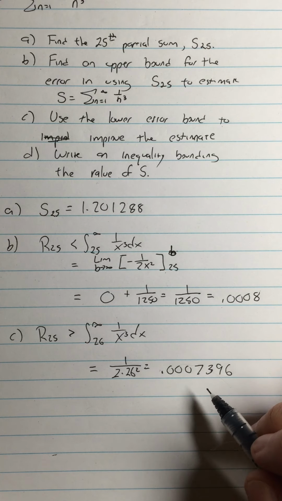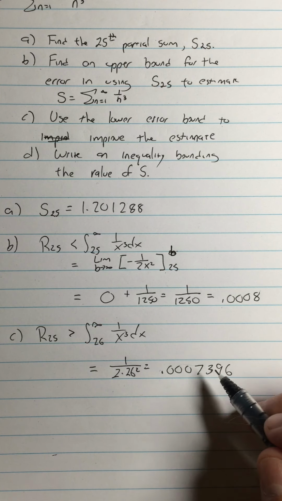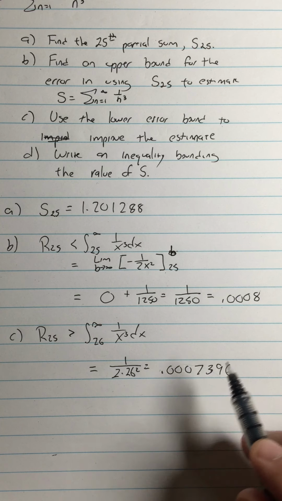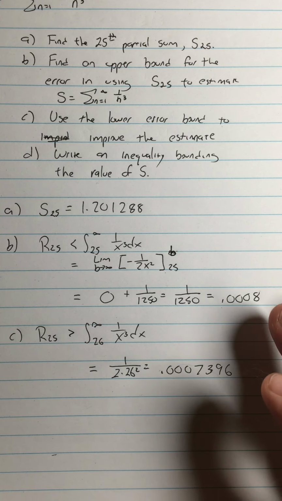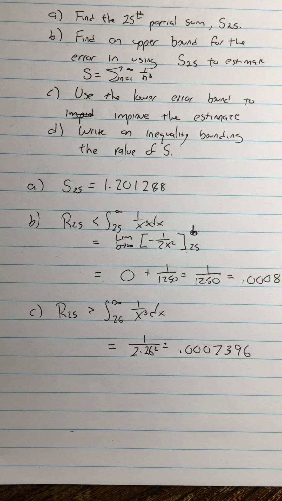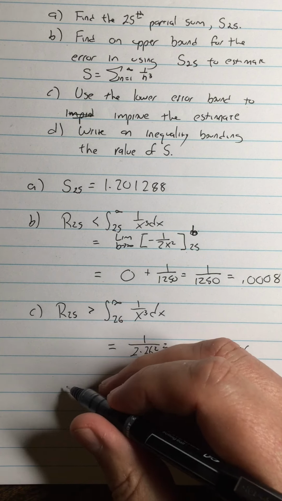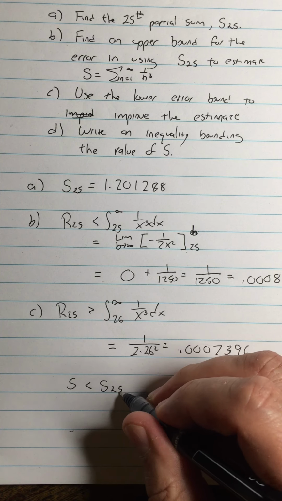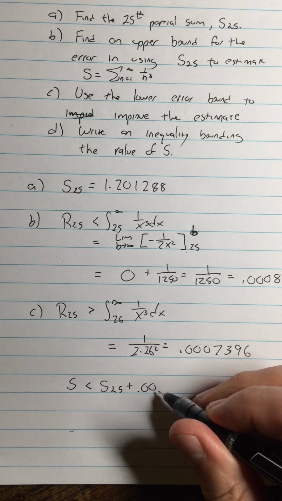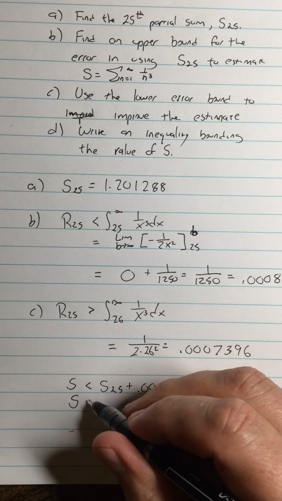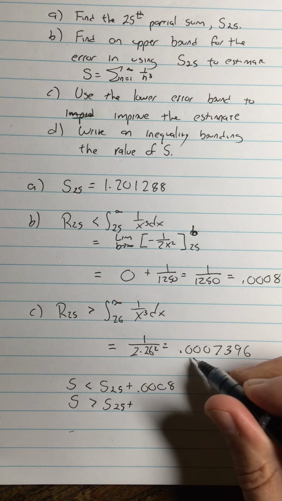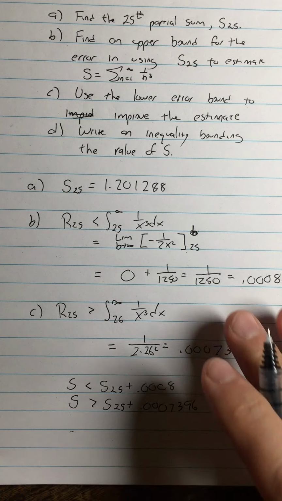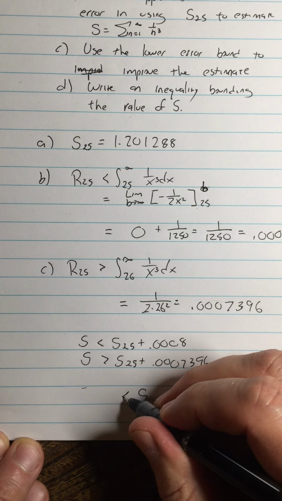That is 0.000739.6. Now you can see that we've really tightened up. The minimum for the error is really close to the maximum for the error, so it's going to create a tighter interval where S can reside. The maximum S can be, S has to be less than S25 plus 0.0008. And S has to be more than S25 plus 0.000739.6. So all I have to do is figure out what those numbers are, and S is between them.